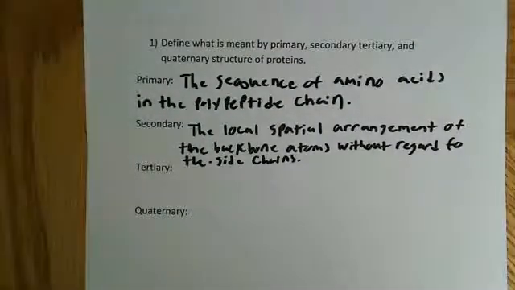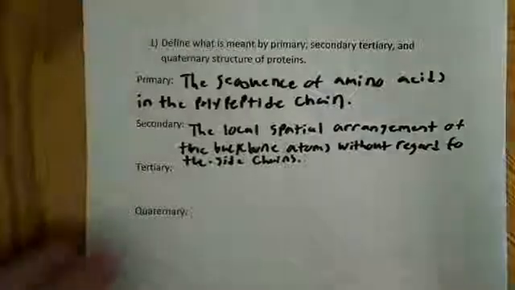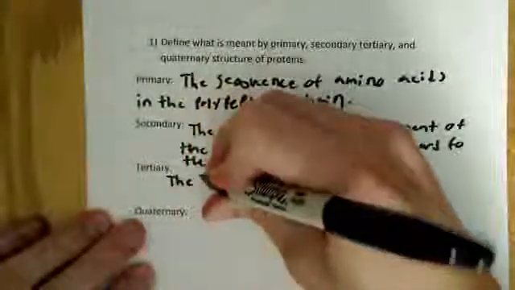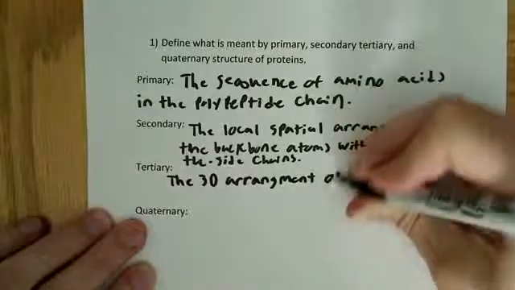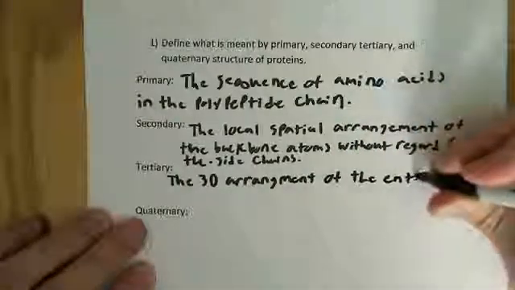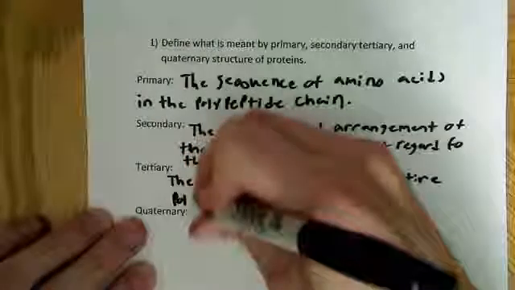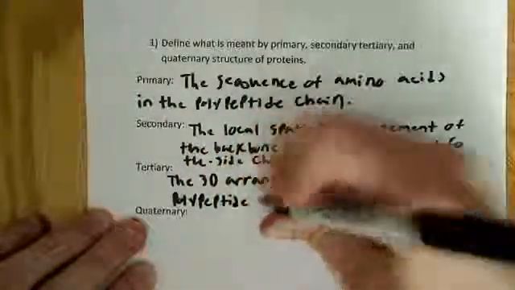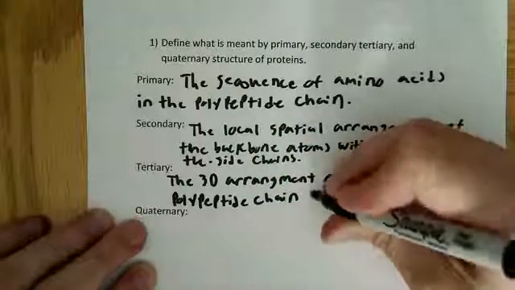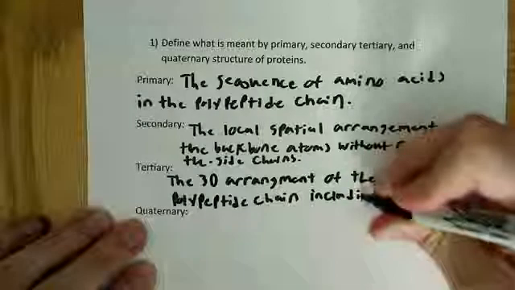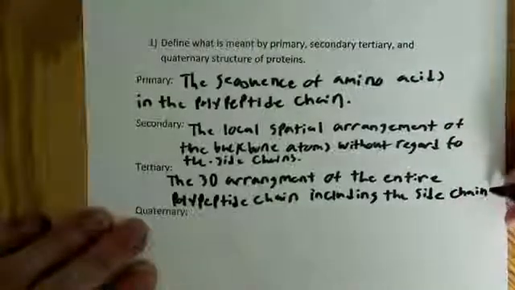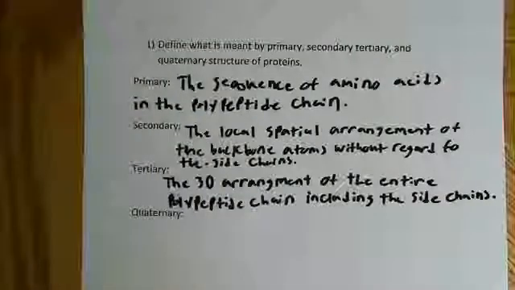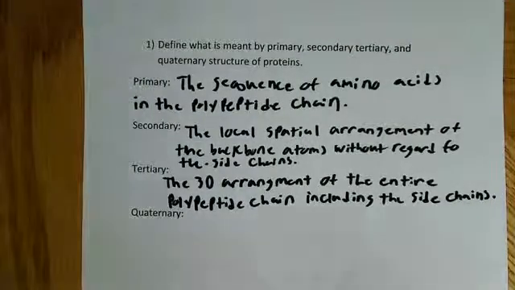So what is meant by the tertiary structure of proteins is it's the three-dimensional arrangement of the entire polypeptide chain, including the side chains. So it's the 3D arrangement of the entire polypeptide chain, including, so this time we're including the side chains. That's a 3D arrangement of the entire polypeptide chain, including the side chains.